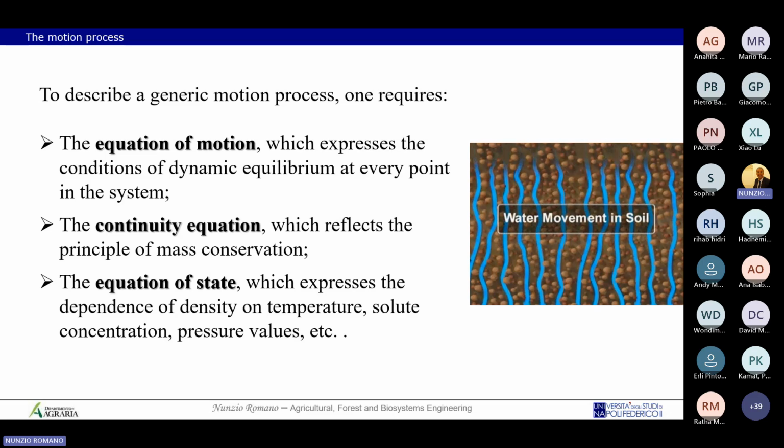But of course, if the salinity or the solid concentration in your system vary in relatively large intervals, you have to consider the changes in density because of the salt concentration and the solid concentration. But in the following we will consider a constant density of water, and we concentrate on the equation of motion and the continuity equation.